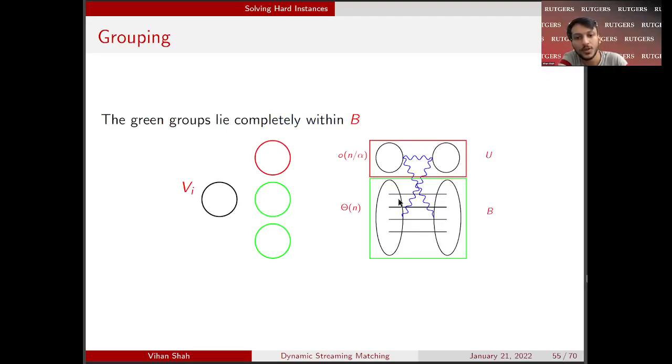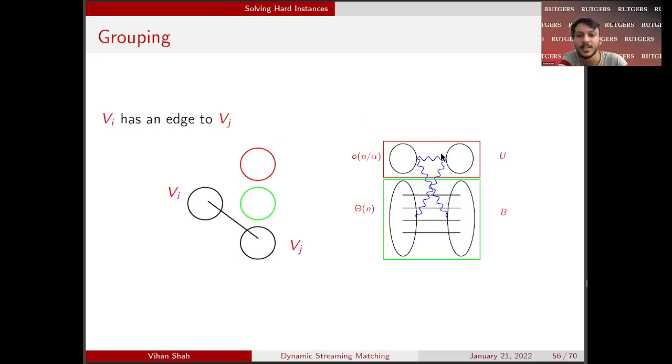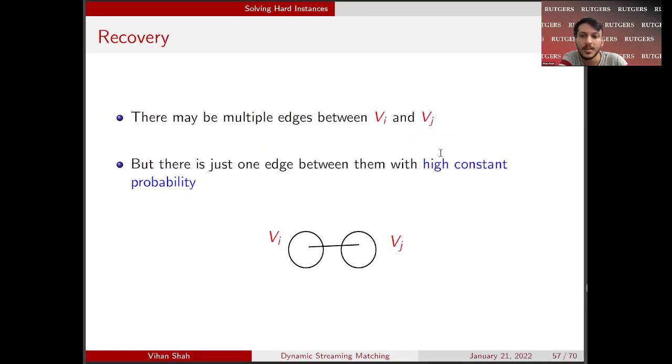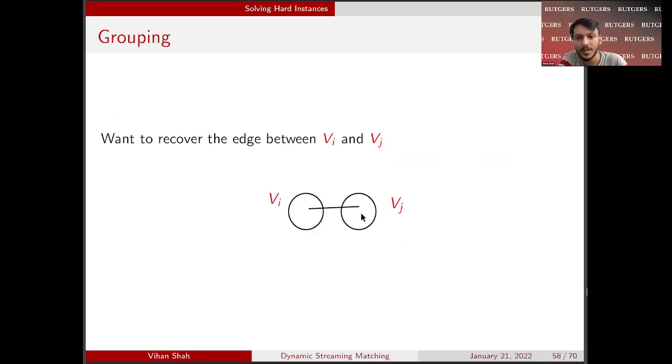So the green groups lie completely within B, and the red groups are a mix of U and B, or either just completely in U. And this is the edge we want to recover. Note that there might be multiple edges between Vi and Vj, but with high constant probability, there is just one edge between Vi and Vj. So we want to recover this edge now.